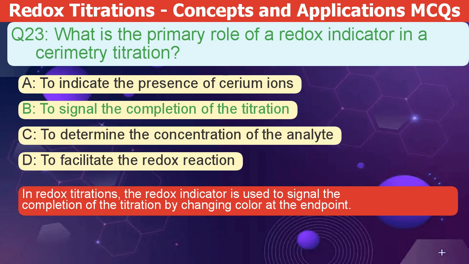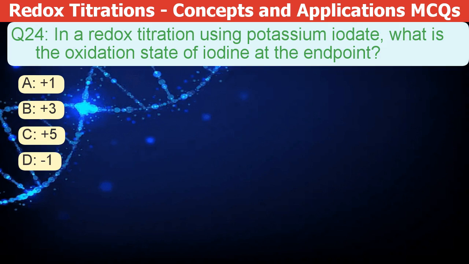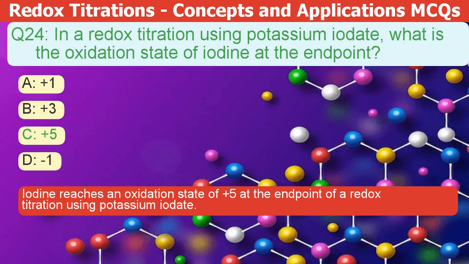In a redox titration using potassium iodate, what is the oxidation state of iodine at the endpoint? A. Plus 1. B. Plus 3. C. Plus 5. D. Minus 1. The correct answer is C. Iodine reaches an oxidation state of plus 5 at the endpoint of a redox titration using potassium iodate.